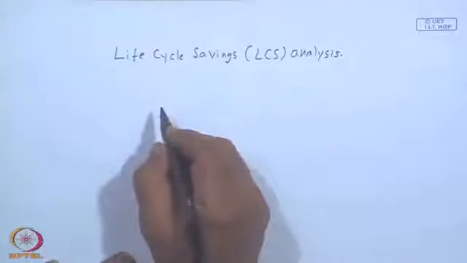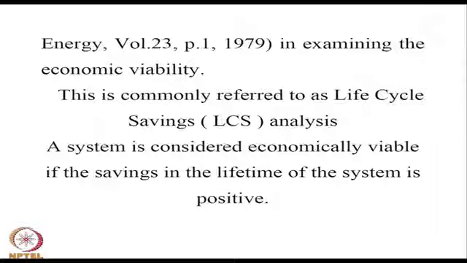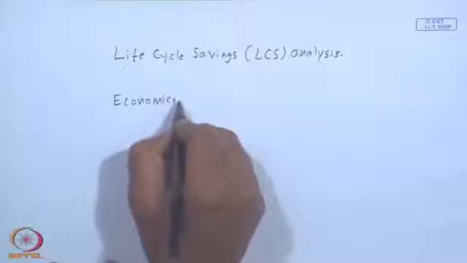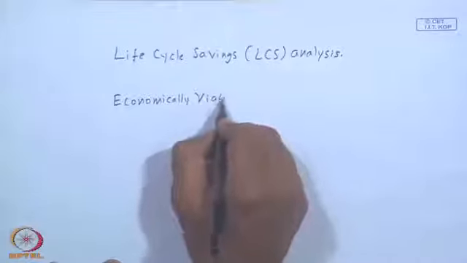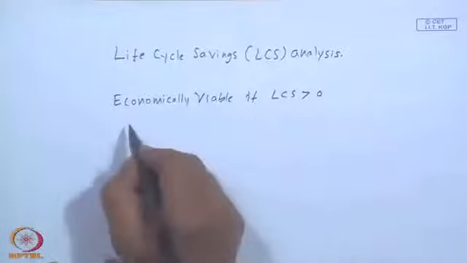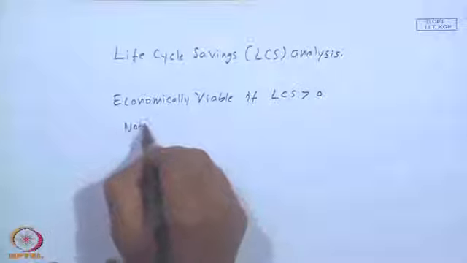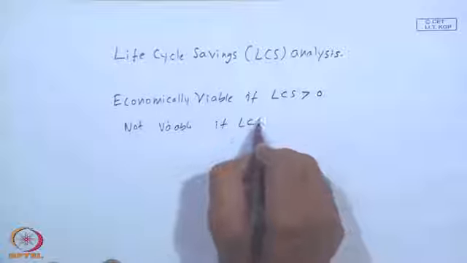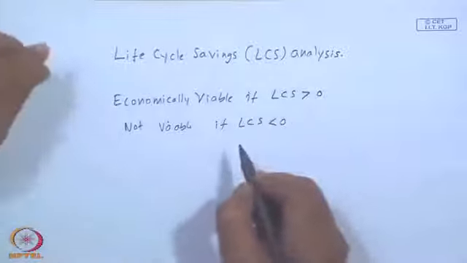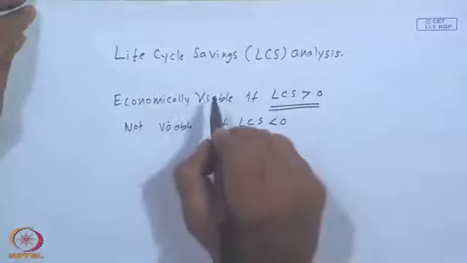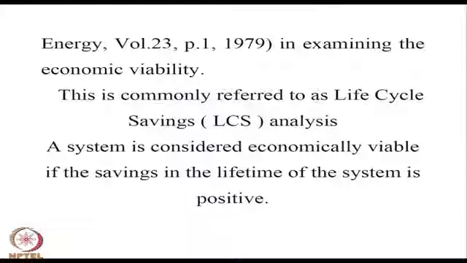And of course, as we had pointed out earlier, a system is considered economically viable if LCS is positive and not viable if LCS is negative. So, if you maximize the life cycle savings, in the sense when it is positive, it will lead to some sort of an optimum configuration for the system under consideration.